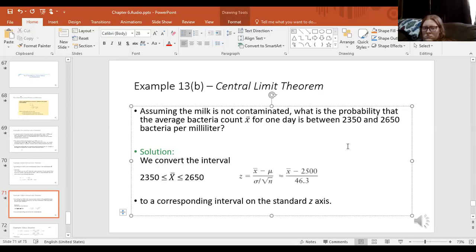What is the probability that the average bacteria count X bar for 1 day is between 2350 and 2650? That's the question. So can you try using your calculator to do that? You have the mean, which is 2500. The standard deviation for the sample mean is 46.3. You can see it in that formula. So the lower value is 2350, the upper value is 2650. 0.9988.